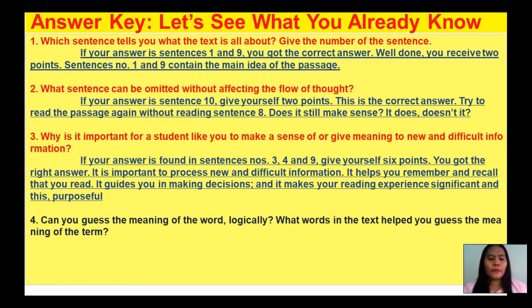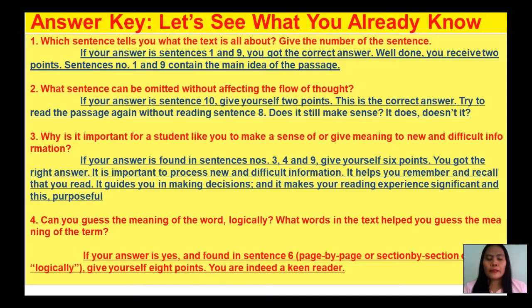Number 4. Can you guess the meaning of the word logically? What words in the text help you guess the meaning of the term? If your answer is yes, and found in sentence 6, page by page, or section by section, or logically, give yourself 8 points. You are indeed a keen reader.